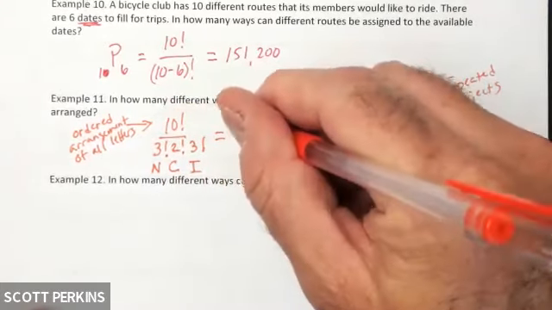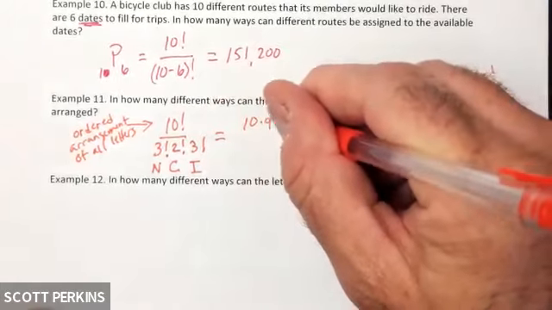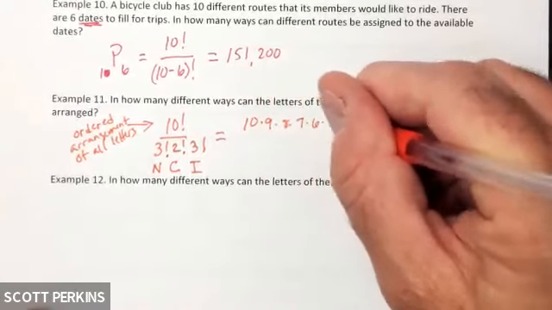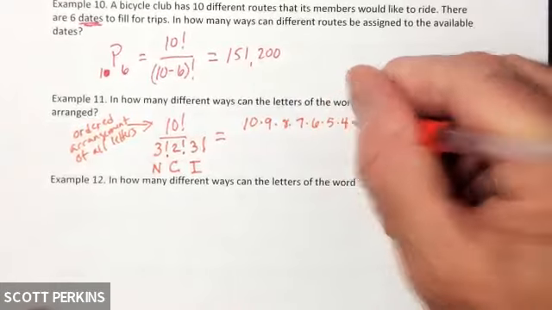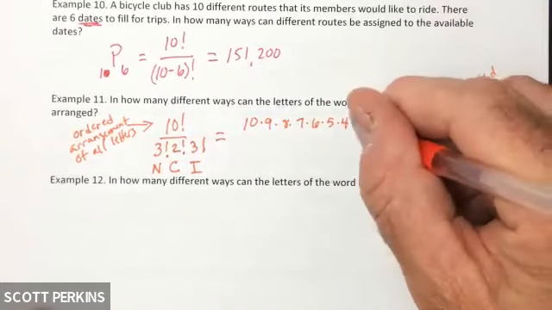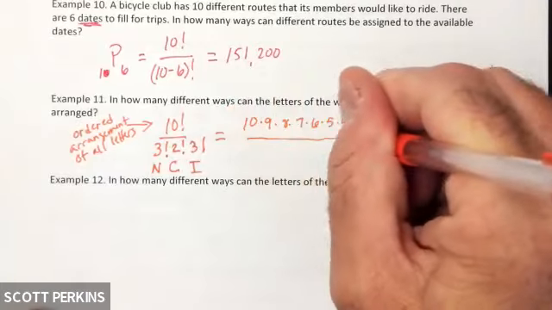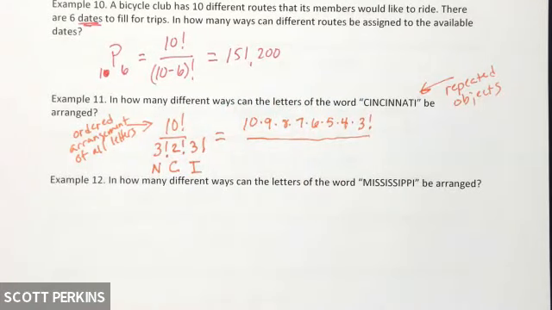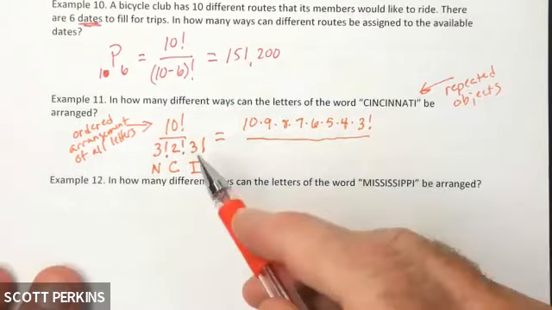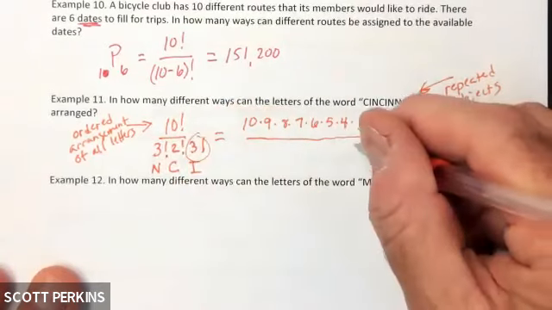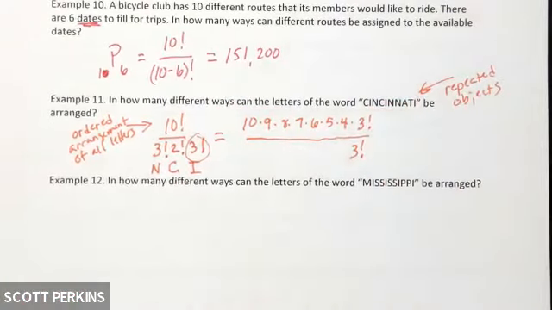So 10 factorial is 10 times 9 times 8 times 7 times 6 times 5 times 4, and then 3 times 2 times 1 is 3 factorial. I'm going to leave this 3 factorial the way it is because it's going to cancel with the other one. And the other 2 factorials I'm going to write out. You should not have a denominator left when you're done with all the canceling. You should always get a whole number answer for this if you've done your arithmetic right.